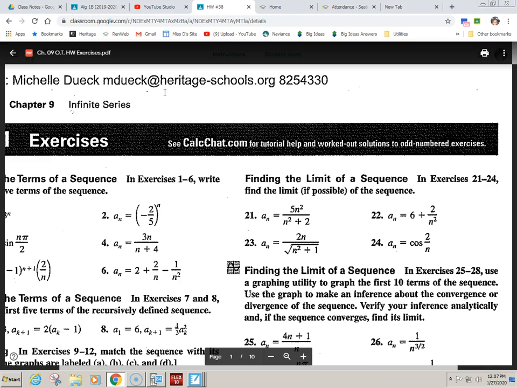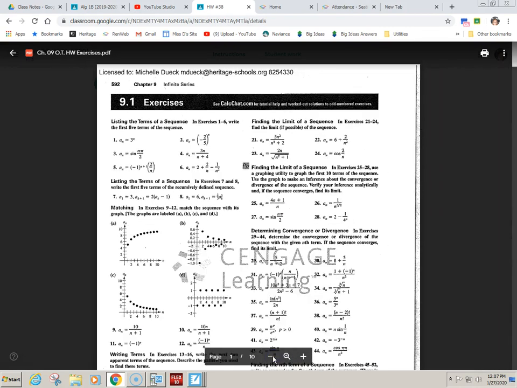Oh, wait. These are in your Google Classroom announcements. You just pull it up, right? The PDF, the homework assignment. Okay. So anyway, this is where you're going to find homework for each of the homework assignments.